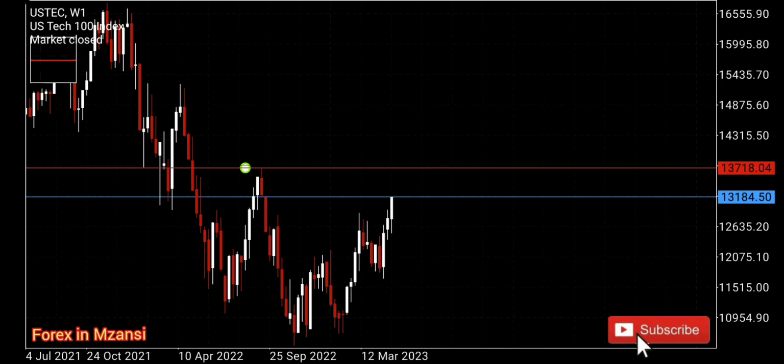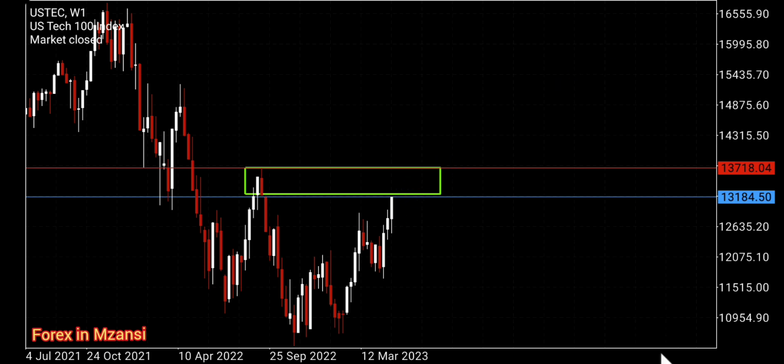Let's just mark it so that you can see what I'm talking about. I'm talking about this. This is a weekly area of resistance or a weekly area of supply. So because of that, even though the price is moving so aggressively to the upside, I don't think it will find it easy breaking this area of resistance. Remember, it is inside that monthly one.